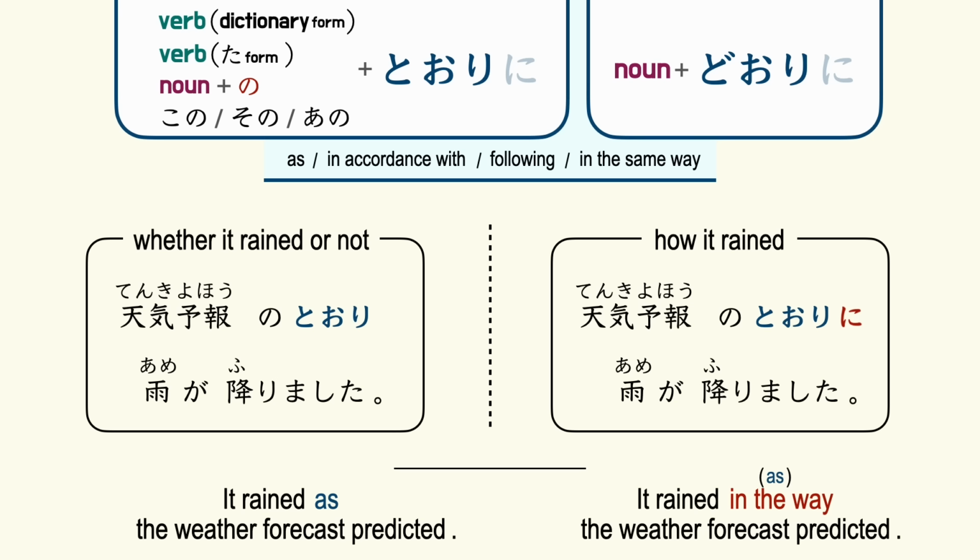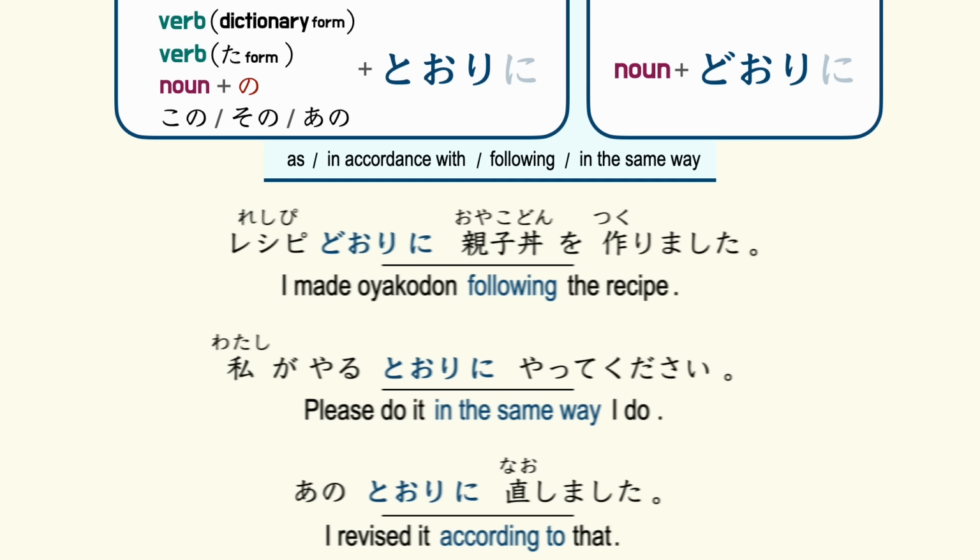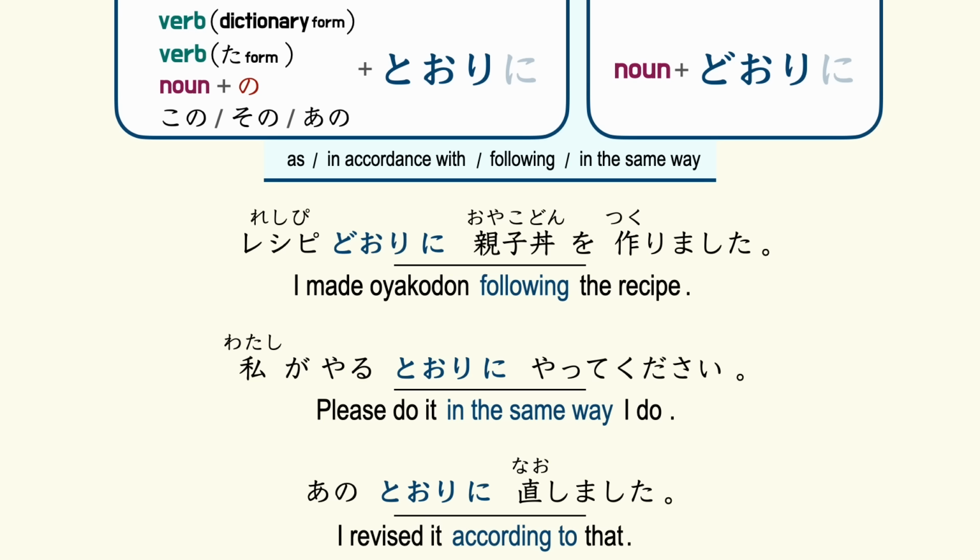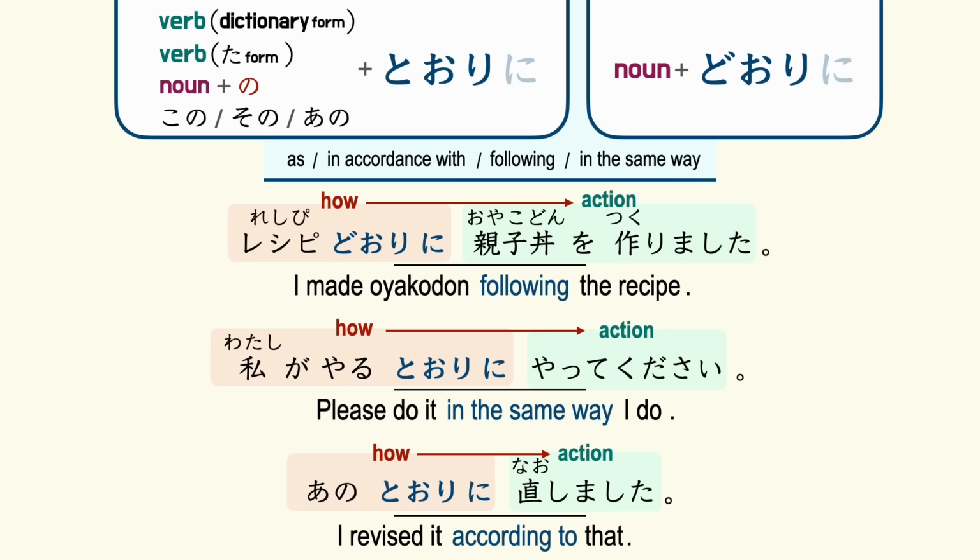And this ni can be omitted too. Even when your focus is on how it rained, you can still omit ni. But what you don't want to do is add ni when your focus is on whether it rained or not. That can sound a little off. So I guess if you're not sure if you should use ni or not, it's generally safer to leave it out because it works in both situations. By the way, in all these sentences we made earlier, all of these ni sound natural because they all explain how the action was performed. But it's also okay to omit them.